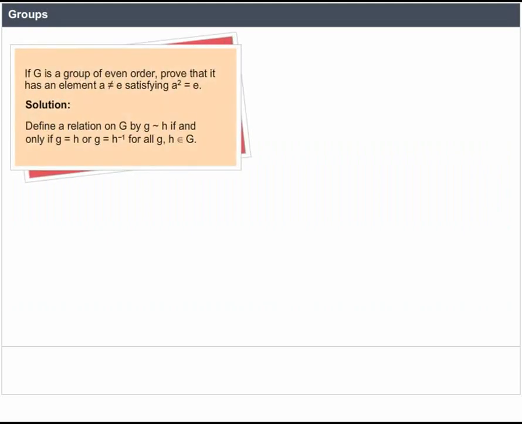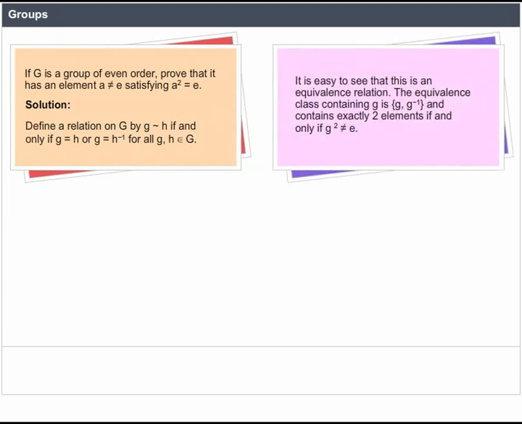Groups. If G is a group of even order, prove that there is an element a not equal to e satisfying a squared equals e. Solution. Define a relation on G by g ~ h if and only if g = h or g = h inverse, for all g, h belonging to G. It is easy to see that this is an equivalence relation. The equivalence class containing g is {g, g inverse} and contains exactly two elements if and only if g squared is not equal to e.